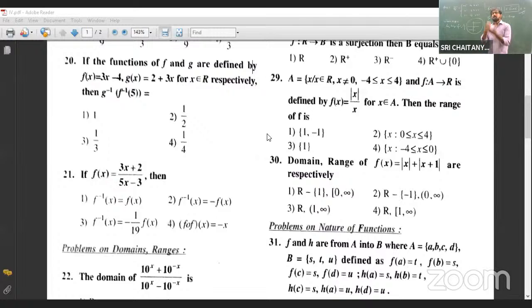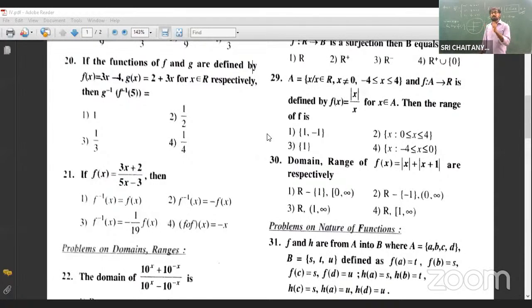You can even observe |-4|/(-4). The modulus of minus 4 is 4, and 4 upon minus 4 is equal to minus 1. If I take 4 by 4, the value is equal to 1. Like that you are going to get the values.